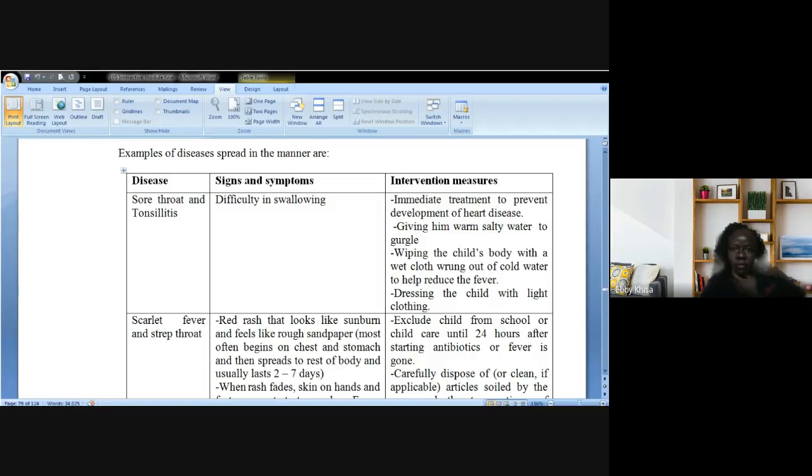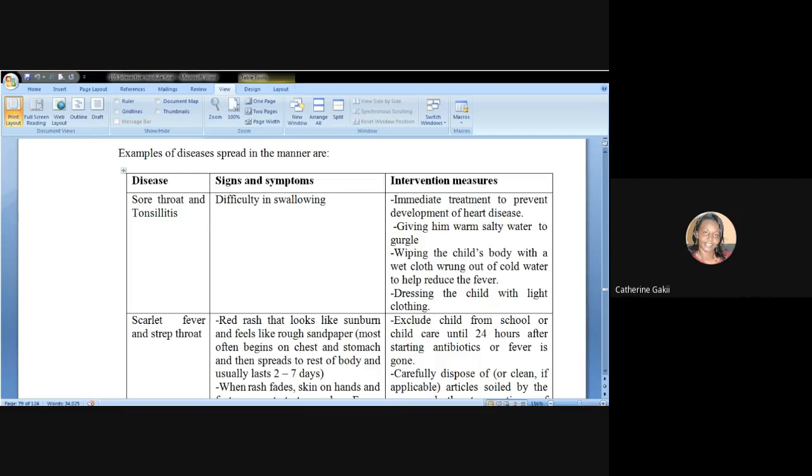About examples of disease spread in this manner are. All right. Yes, that's what I'm presenting. So we have the first disease right there. And that first disease is which one? Sore throat and tonsils. Sore throat and tonsillitis.